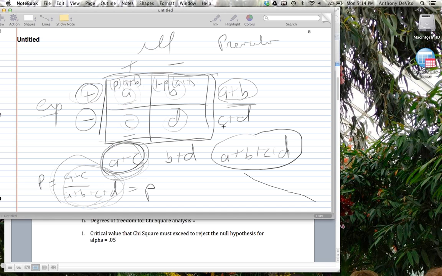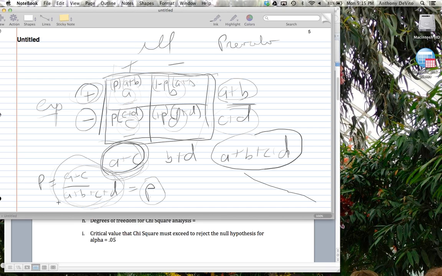Okay, and similarly, C plus D is the number of people that were not exposed, right? And the prevalence overall for this population is this number that we got by looking at the total number of people. I just multiply this times that, and that's the number of people that I would expect to get the disease. I would expect P times C plus D to be the number of people I would expect in this box, and 1 minus P times C plus D to be the number of people I would expect to see in this box.